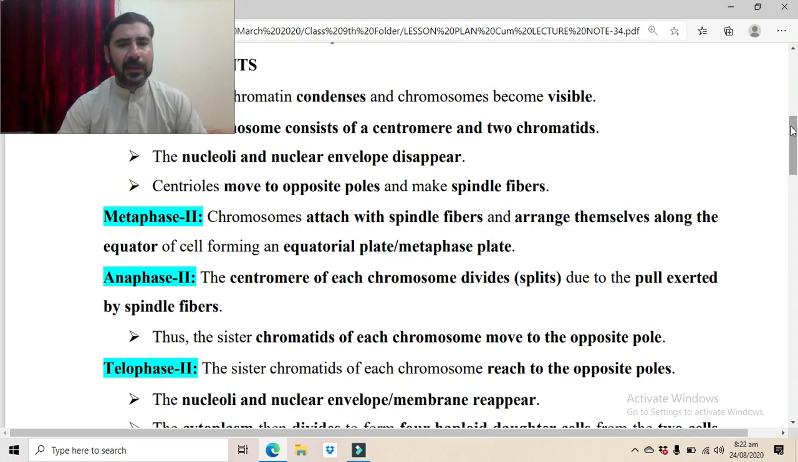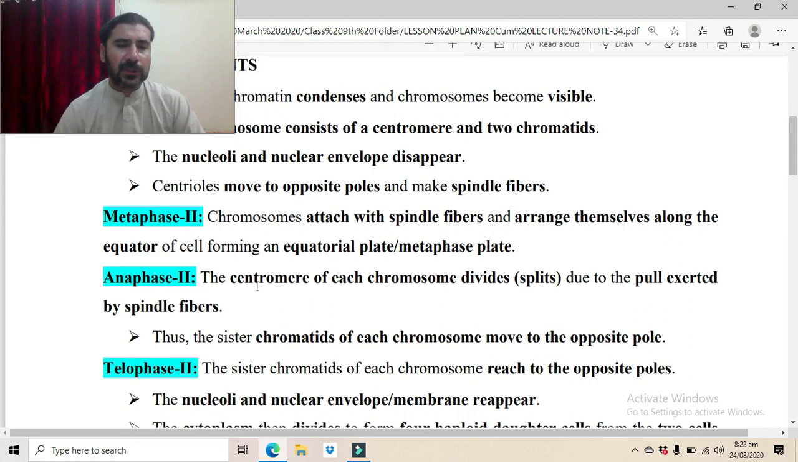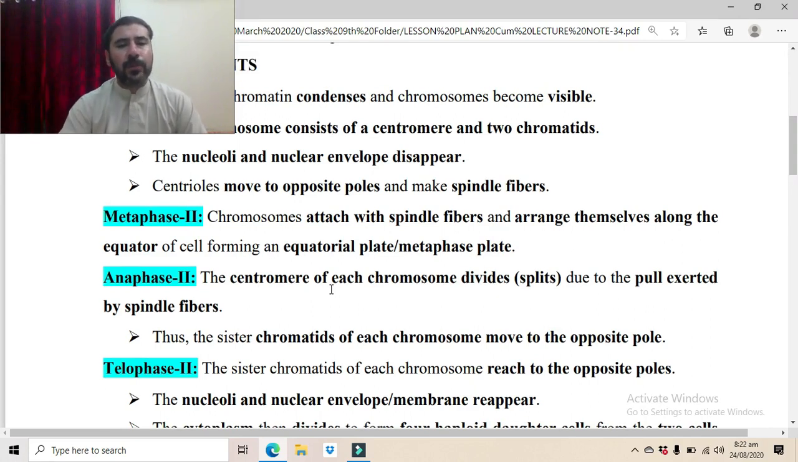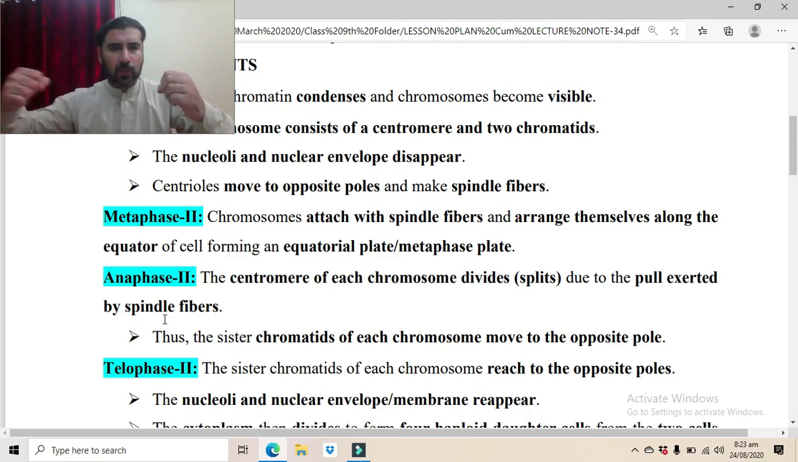Anaphase, again similar to mitosis and to anaphase 1 of meiosis: the centromere of each chromosome divides, splits due to the pull exerted by spindle fibers. Now the spindle fibers which are attached with the centromere of chromosomes will shorten and exert a pull force. So they will pull the chromosomes. As a result, the centromere will split and each chromatid will move towards one end and towards the other end.